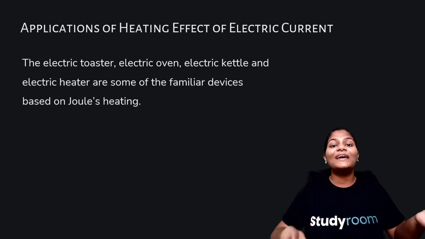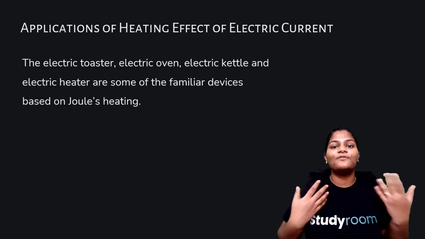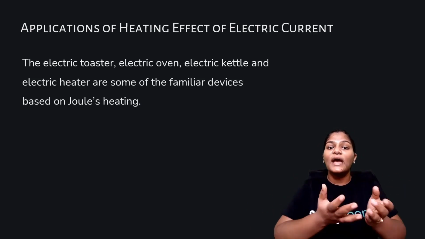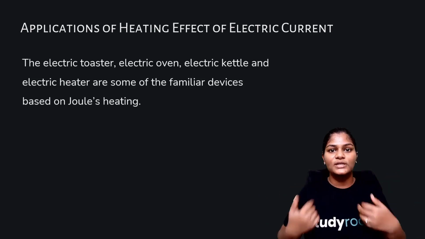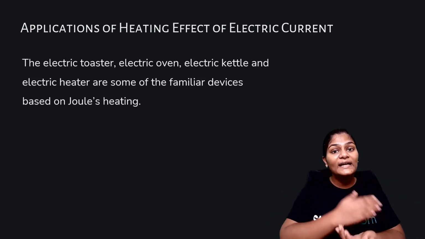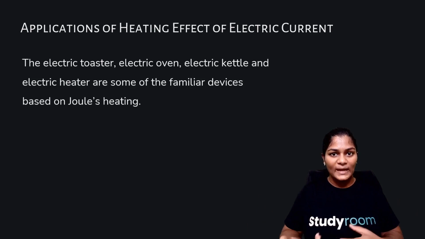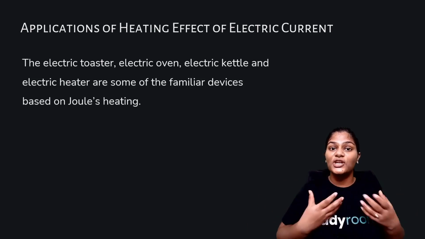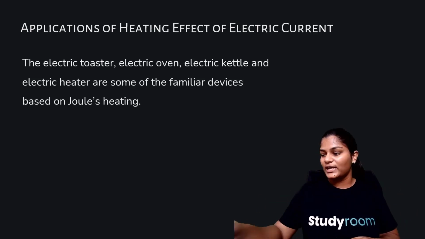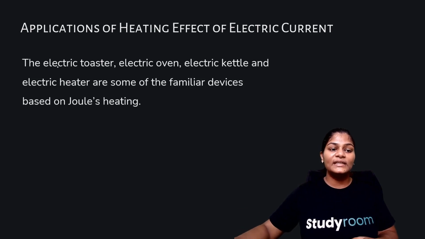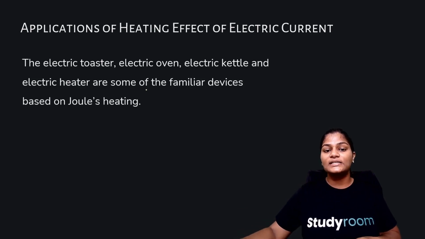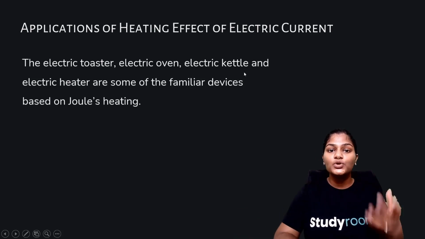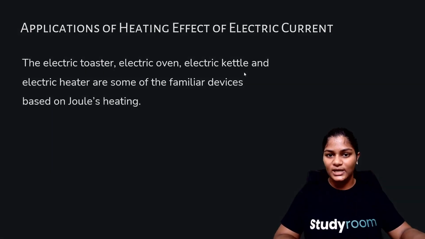But when there are appliances whose work is to produce heat only, we actually buy them because they produce heat, like oven, microwave, toaster and stuff like that. So in that kind of appliances, the heating effect is actually put to good use. Okay, so here as it says, the electric toaster, the electric oven, electric kettle and electric heater are some of the familiar devices that use the heating effect of electric current.